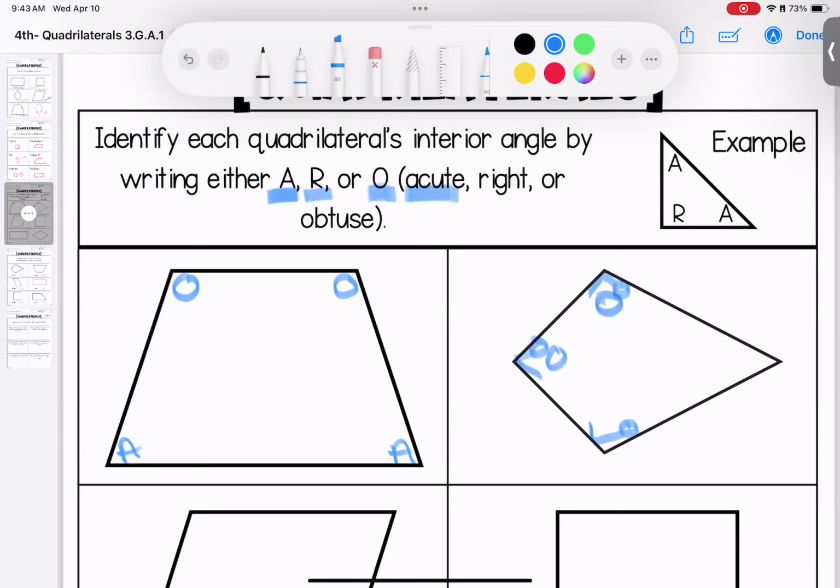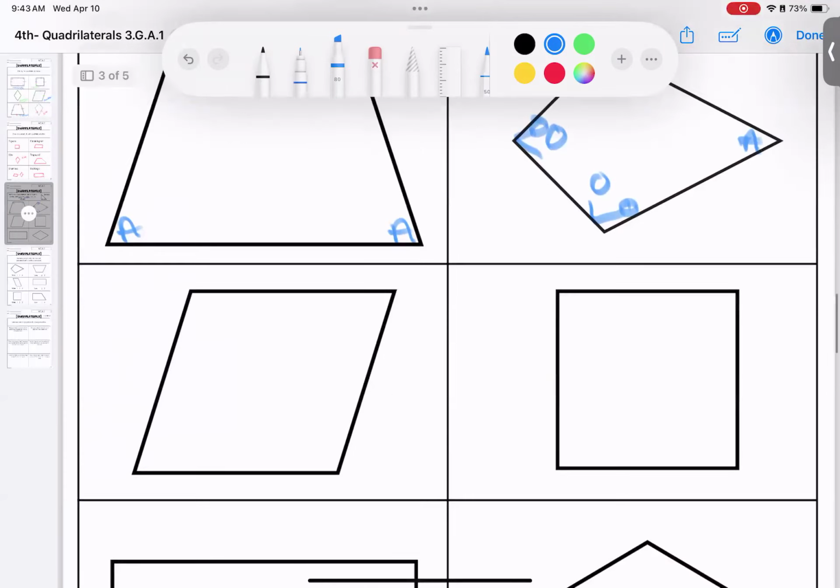These are all obtuse. And this one is a cute little grandma pinching our cheeks. In our parallelogram, our opposite angles match. So these two angles are acute and these two angles are obtuse. We have a square, which means that all four angles have to be right.